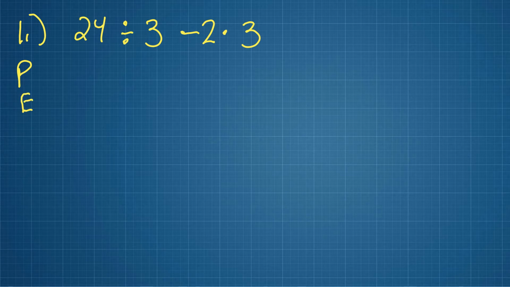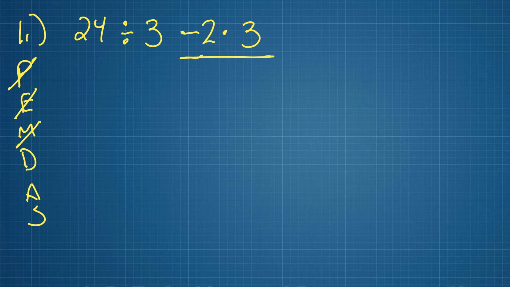So if you're lost, the first thing you should do is write out PEMDAS. I don't see any parentheses. I don't see any exponents. I see multiplication. I see minus 2 times 3. That's minus 6, right? Or just 2 times 3 and the minus is still there.